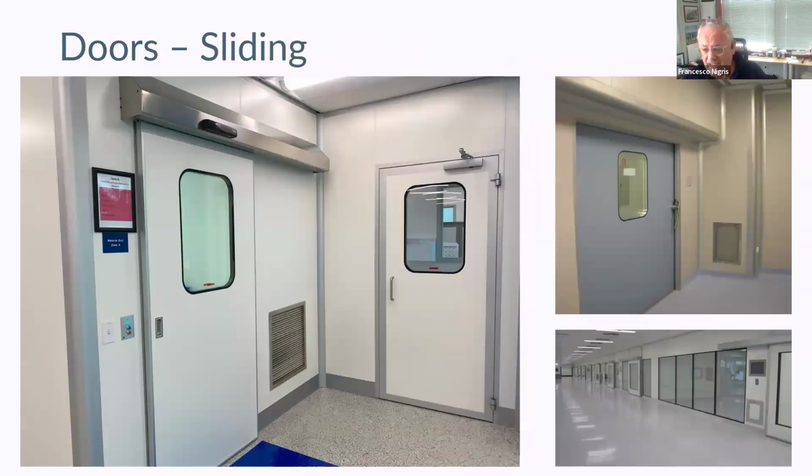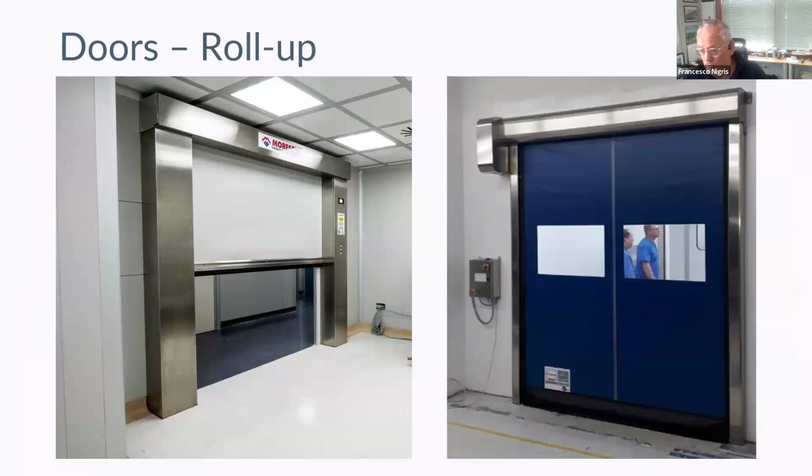And alternatives can be a sliding door, but you need to be aware that the sliding door goes with a much higher price if you want a real airtight solution. And it is a solution that is going to occupy space on your side of the wall. You may have the roll-up door, for example.